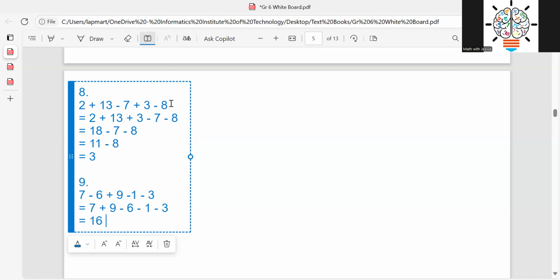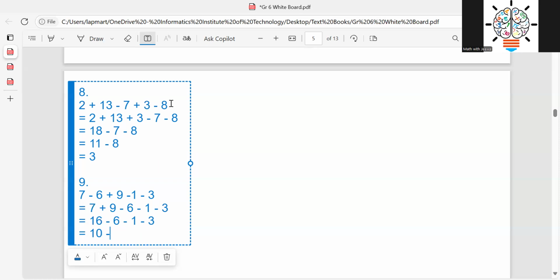And from 16, we deduct 6, and then we deduct 1, then we deduct 3. 16 minus 6 is 10. So we write the answer 10. From 10, we deduct 1 and minus 3.